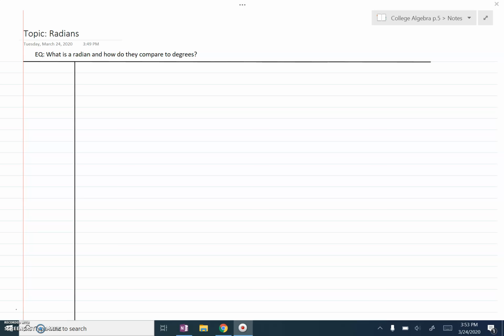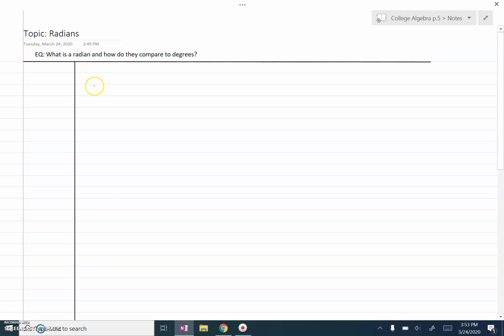That helps you understand the material. And the first thing we're going to look at is radians. So what is a radian and how do they compare to degrees? The main thing about radians that helps you think about it in a different way is it's just another way to measure an angle, just like inches and centimeters, yards, feet are different ways to measure length. Radians is a different way to measure an angle.